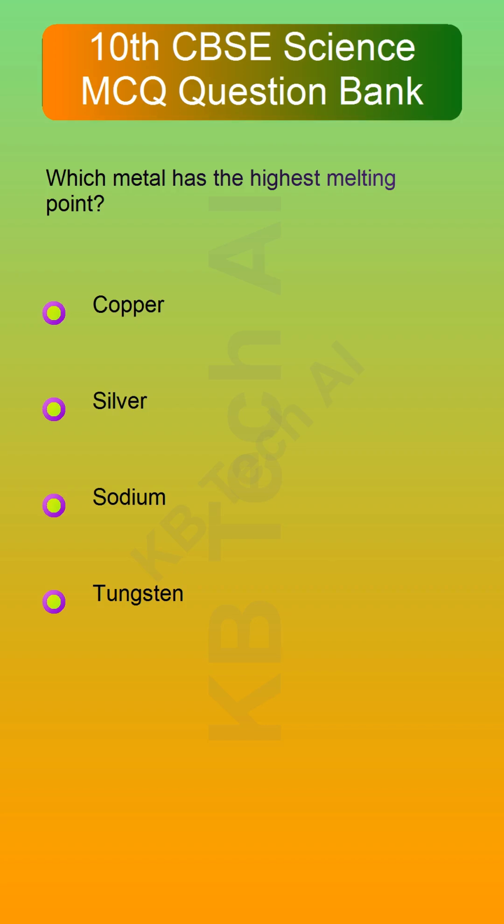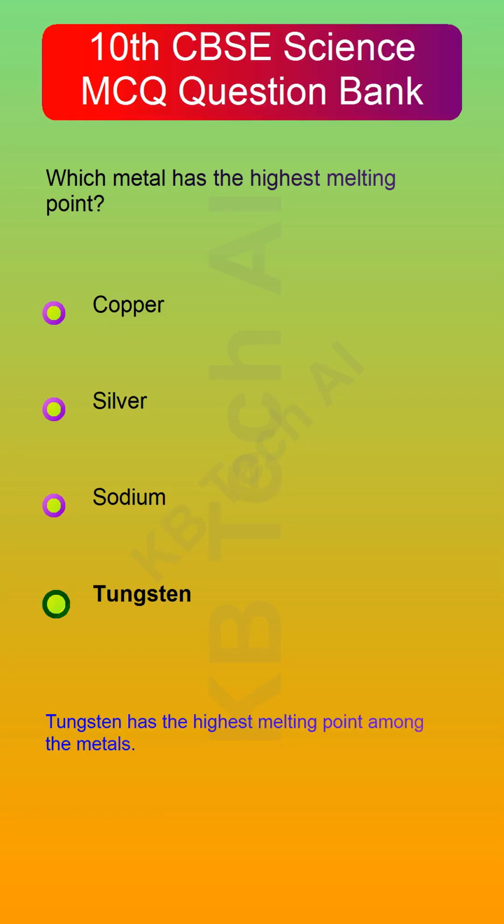Which metal has the highest melting point? Option 1, copper, option 2, silver, option 3, sodium, option 4, tungsten. The answer is, option 4, tungsten.